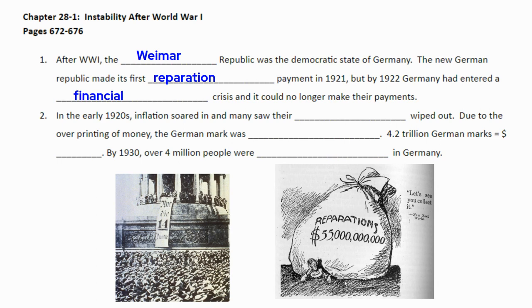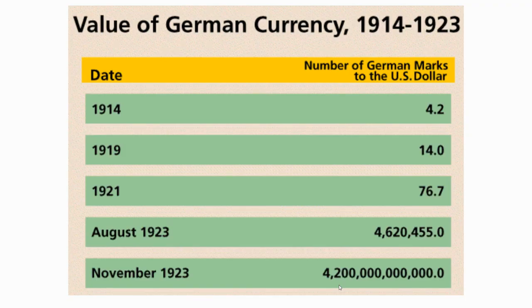In the early 1920s in Germany, inflation soared, and a lot of people saw their savings wiped out. This was due to the overprinting of money, primarily the German mark, which was very inflated. To put it into terms you might understand, it would take 4.2 trillion German marks to equal $1. By 1930, over 4 million people were unemployed in Germany as a result of some of the effects of the Great Depression.